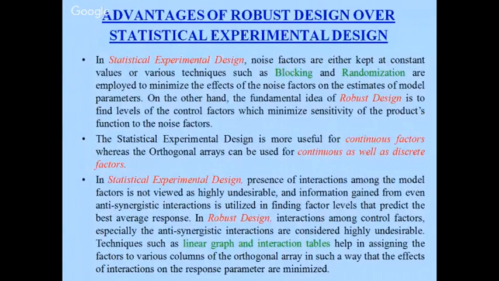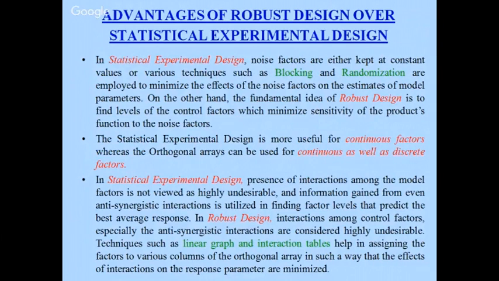One or two things I want to emphasize. In a normal statistical experimental design, noise factors are either kept at constant values or we use some techniques. Blocking and randomization are employed to minimize the effects of noise factors. Whereas the fundamental idea of robust design is to find those levels of the control factors which minimize the sensitivity of the product function to the noise factors.